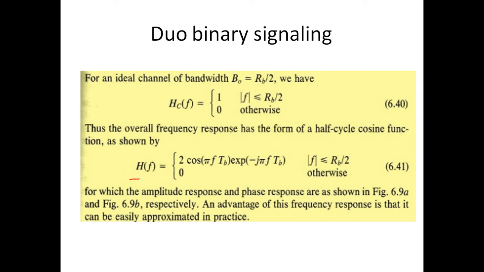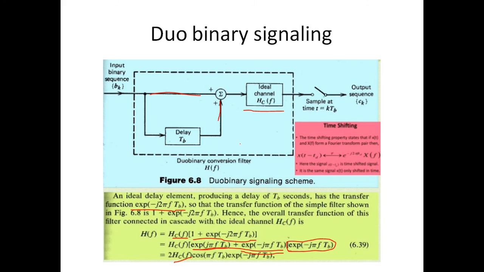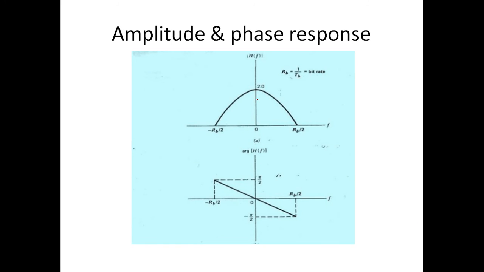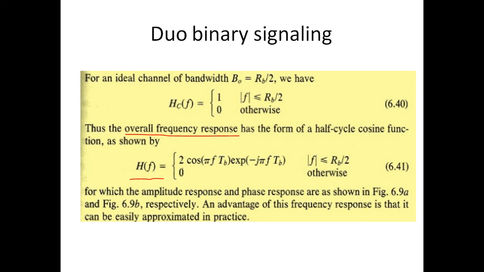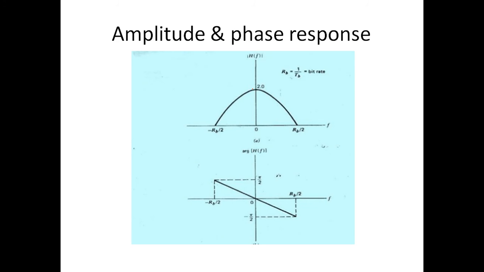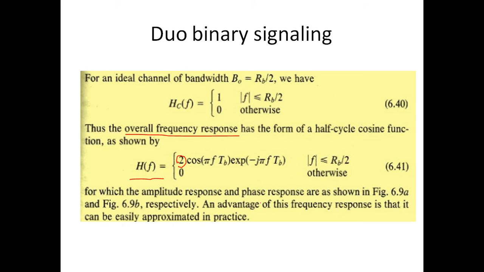This is the overall frequency response of the duobinary signaling scheme, what we have shown in the figure. If I plot the amplitude and phase responses, it will be like this. The magnitude amplitude is 2, and it is spread over plus or minus Rb by 2. In the phase response, the same frequency is distributed between Rb by 2 and minus Rb by 2, and the phase is plus pi by 2 to minus pi by 2. So easily we can get this frequency response.